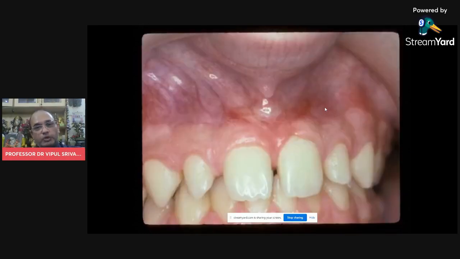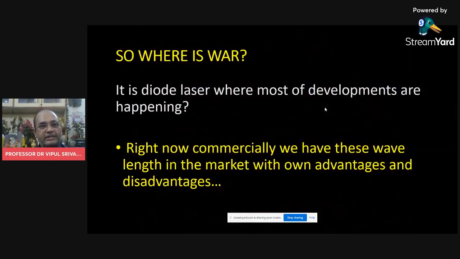So this is a CO2 laser, and this is a heating after 15 days or so. So let's come back to the topic where we are today. VAR. Where is the VAR? VAR is actually in the diode laser, where most of the developments are happening.